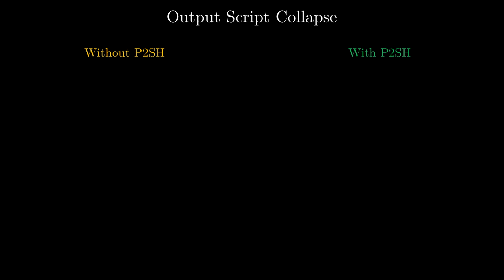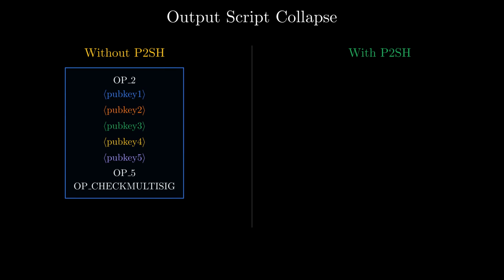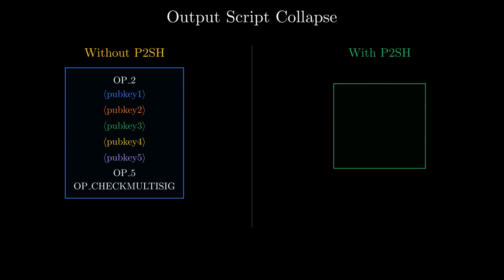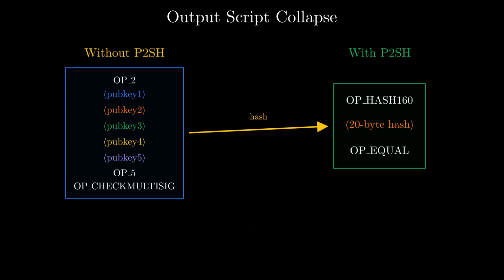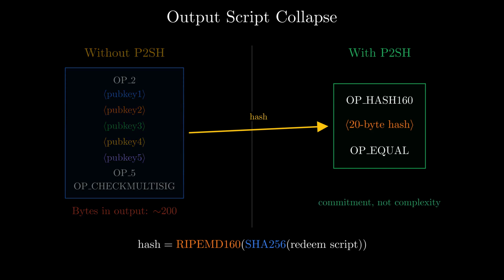P2SH, pay-to-script hash, splits the script in 2. Mohammed keeps the original, called the redeem script, on his side. The output that customers see is just 3 items: OP_HASH160, a 20-byte hash, and OP_EQUAL. OP_HASH160 means take the SHA-256 of the input, then run RIPEMD-160 on that result. The hash is computed once over Mohammed's redeem script. The output drops from roughly 200 bytes to 23. The complexity vanishes from the chain, replaced by a commitment.